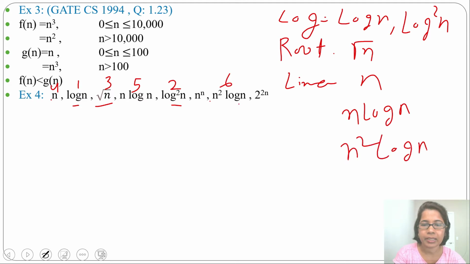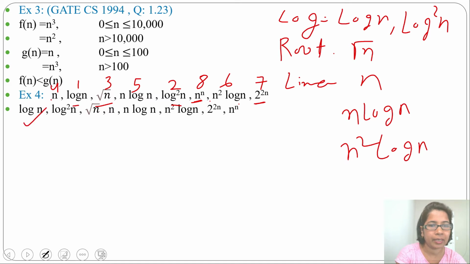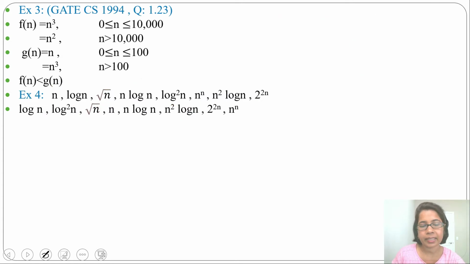Next, n^n is given and 2^(2n) is given. 2^(2n) is exponential and n^n is factorial-type. Factorial has a higher order of growth than exponential. So here I'll write number 7, here number 8. So first will be log n, next log^2 n, next root n, next linear n, next n log n, next n^2 log n, next 2^(2n), next n^n. This is the easiest way.